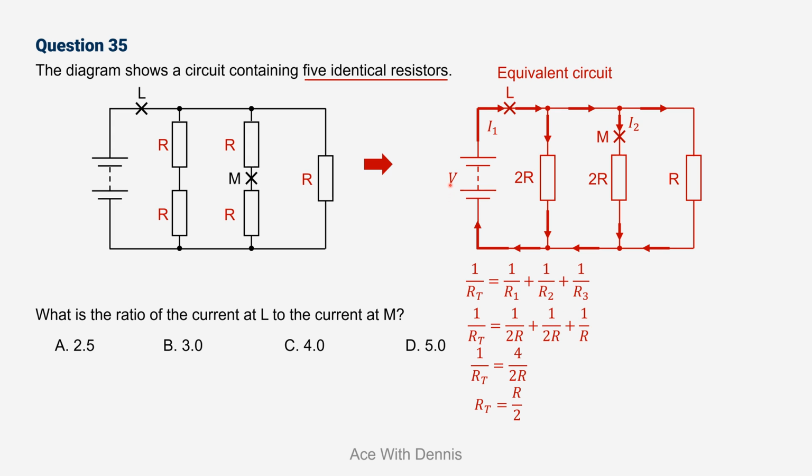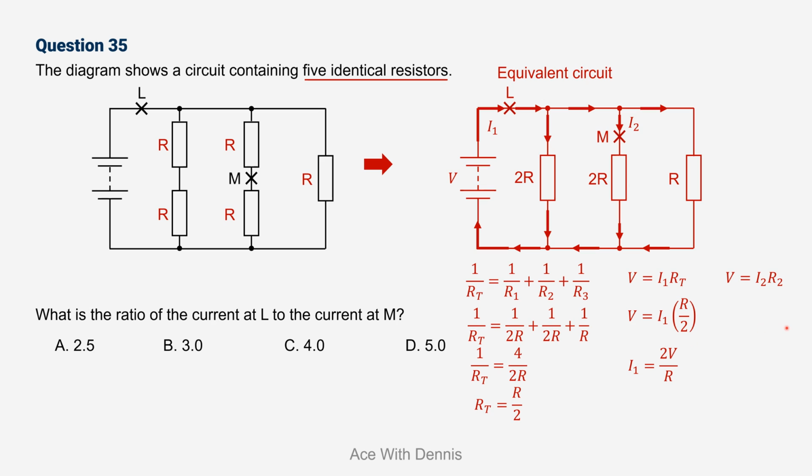Now, let's label the voltage at the battery as V. So V equals I1 RT, where RT will be R over 2. Hence, I1 will be 2V over R.